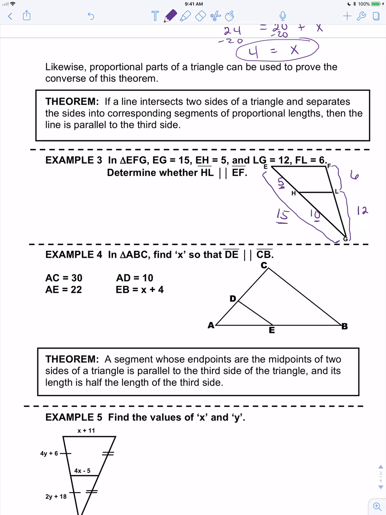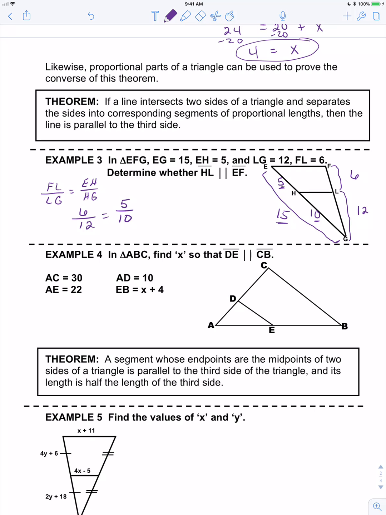And so now we can set those proportions up. We want to say FL is to LG, so EH should be proportional to HG. Let's set it up that way. F to L is 6, L to G is 12, and that's going to be proportional to E to H, which is 5, and H to G, which is 10.